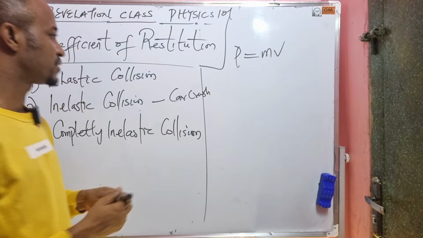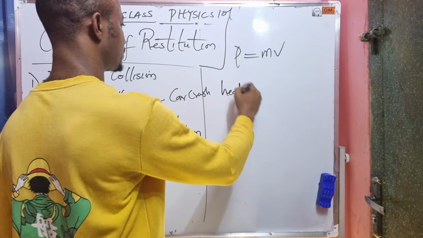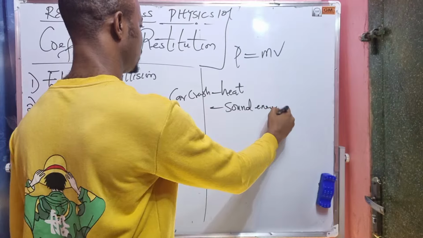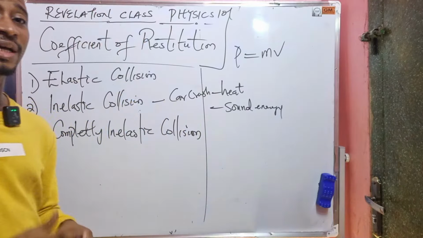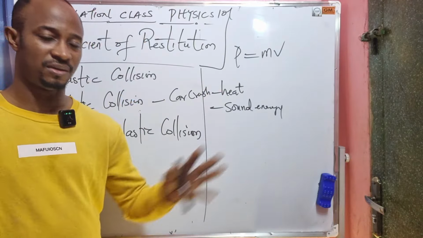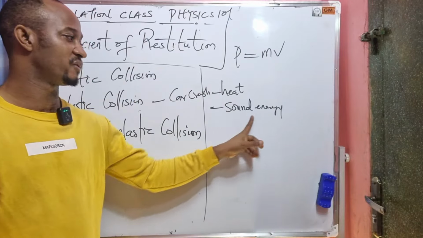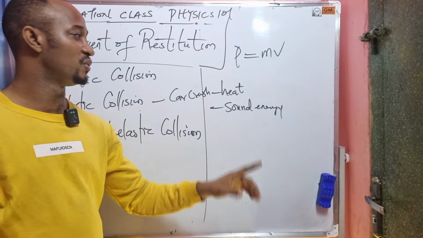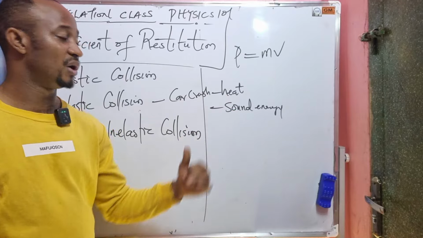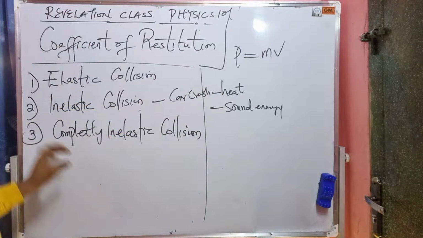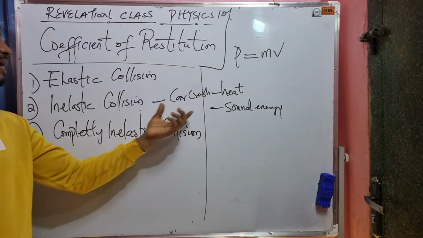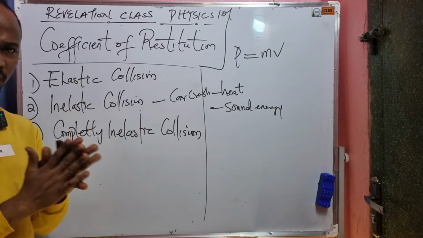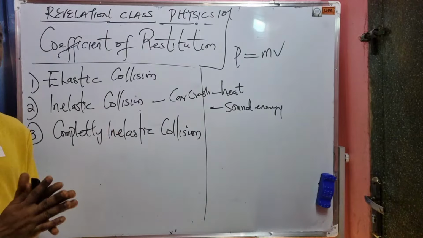Energy is lost in terms of heat energy, in terms of sound energy. When two cars collide together, you hear a very sharp sound, boom, meaning that there's a loss of sound energy. And when you go closer to those two cars and touch them, you will feel the heat. Meaning there's also a loss of heat energy. So a good example is a car crash, which falls under inelastic collision.